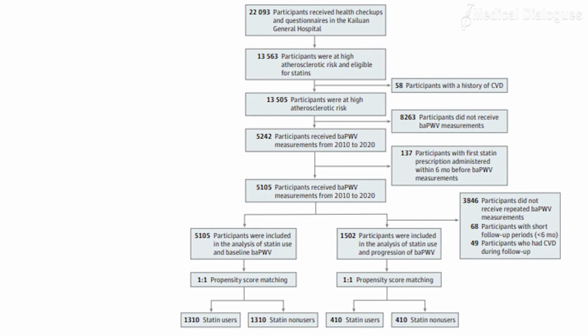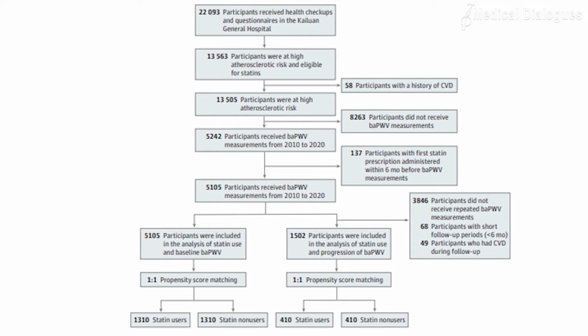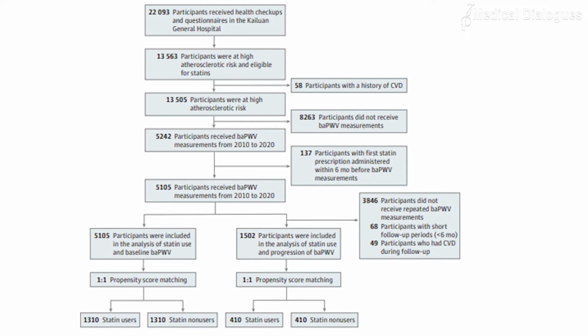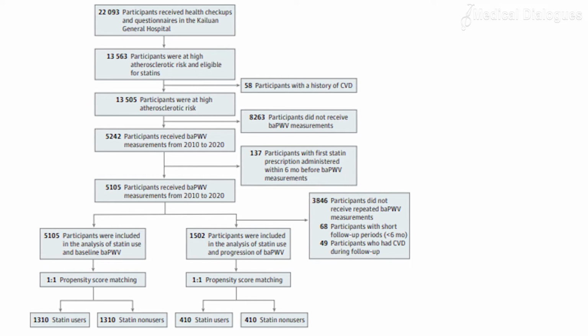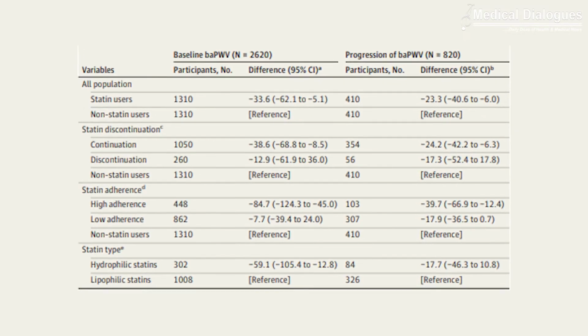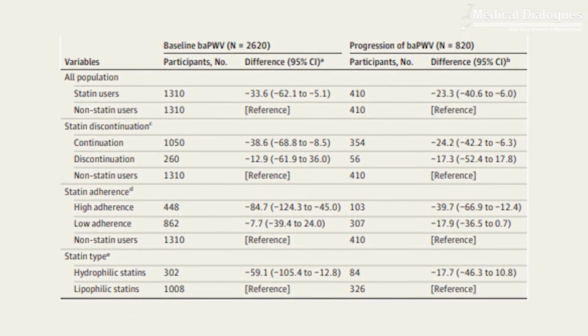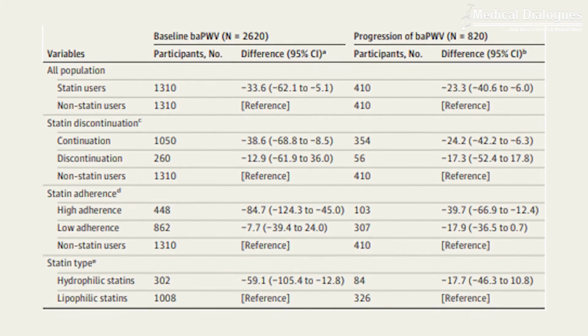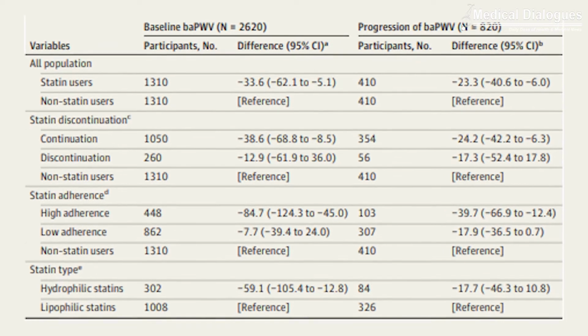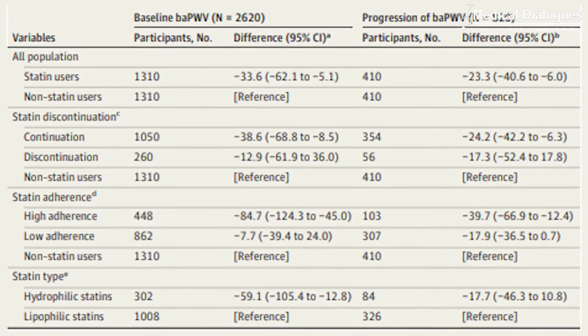The study that I'm talking about assessed the brachial ankle pulse wave velocity of close to 5,100 adults with high atherosclerotic risk, and it found that statin use was associated with a lower baseline brachial ankle pulse wave velocity and its slower progression when compared with the non-statin users.